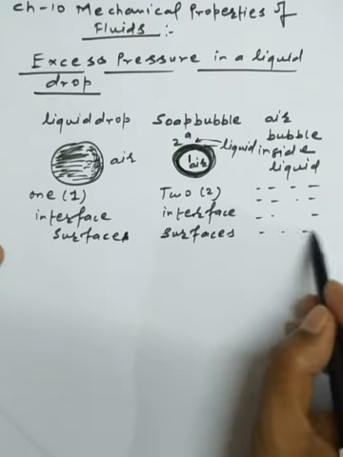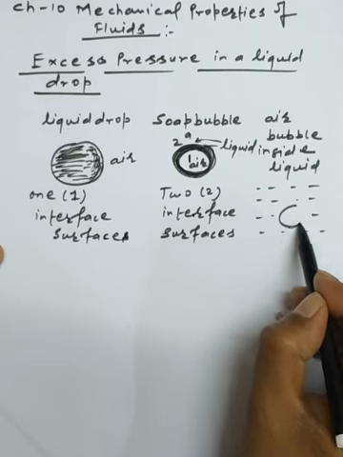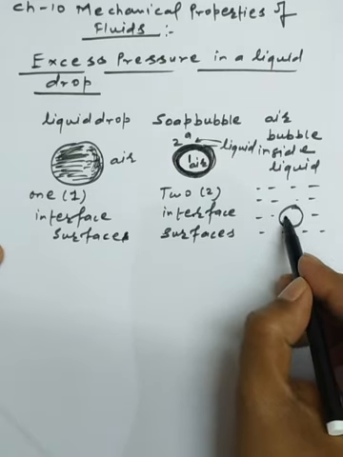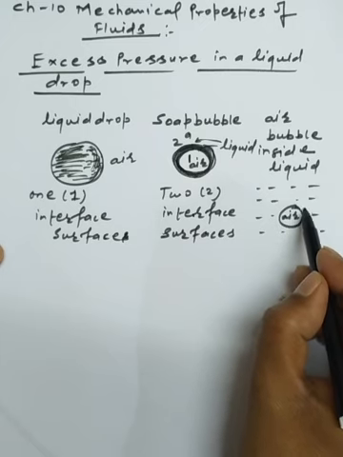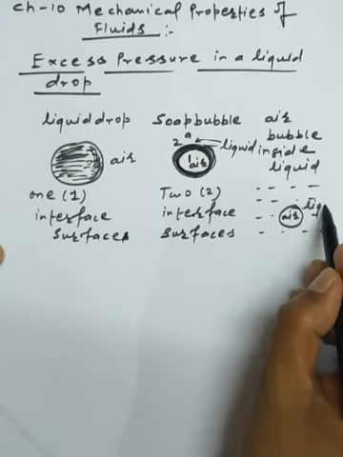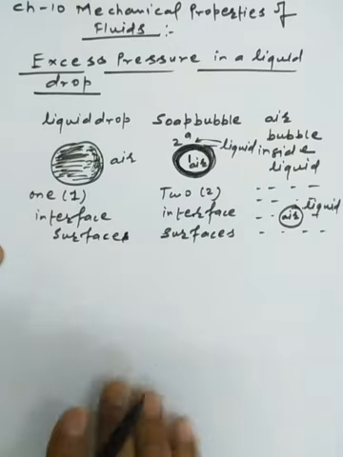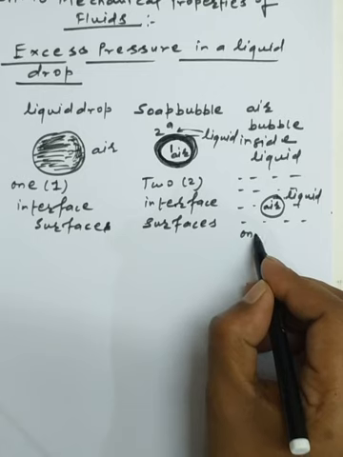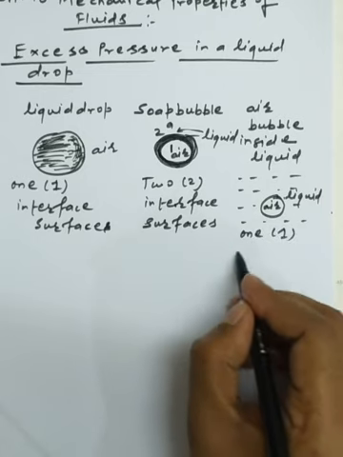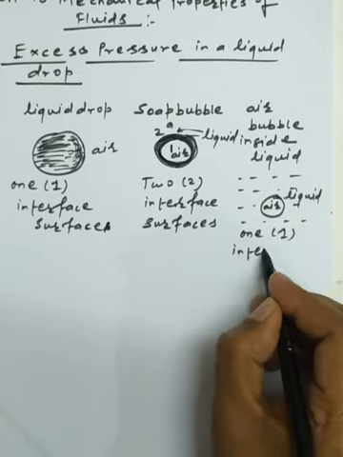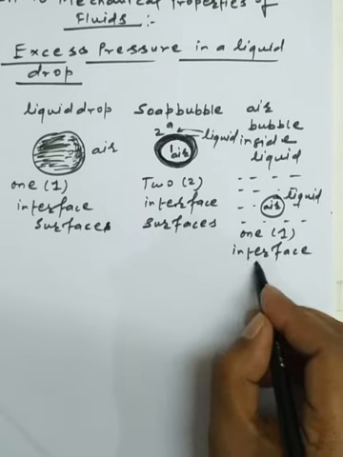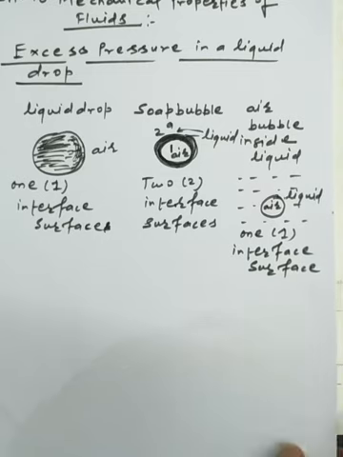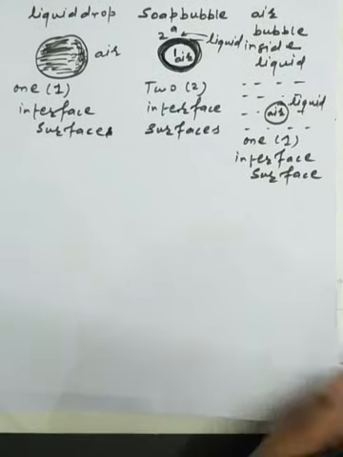Now imagine the air bubble that is deep inside the liquid. This is the air bubble we have, so it has only one interface surface. This is the air and this is the liquid. So this bubble has one interface surface. Okay, so we are now making the concept of the excess pressure inside the drop.